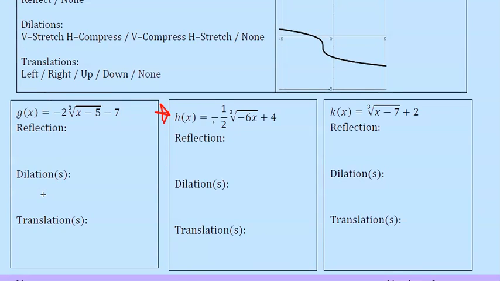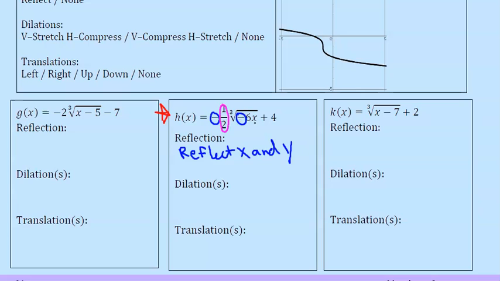H of x equals negative 1/2 times the cube root of negative 6x plus 4. So there are negatives here. Since it gives us the context, we could go ahead and say that reflects both x and y. If you were to graph this and only look at the graph, you wouldn't see a reflection at all. But since it gives you the function, you need to specify that.